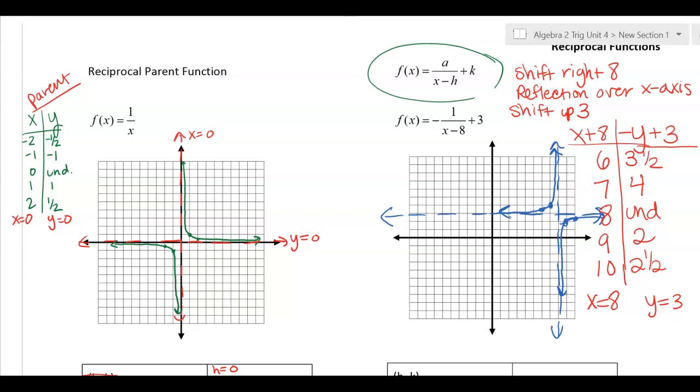Now, the differences that we see. It still has the 2 branches. When we were plotting the points, I could tell they were the same distances away from the asymptotes as our original function. That's because there weren't any stretches or compressions. Okay, so I see the shifting. The shifting makes sense to me.